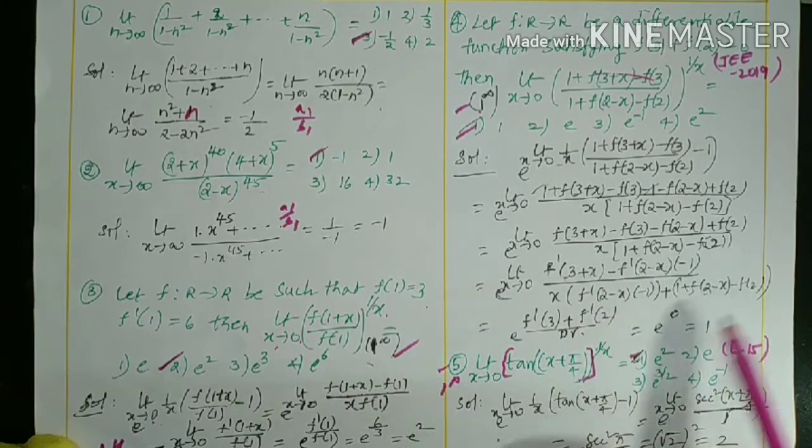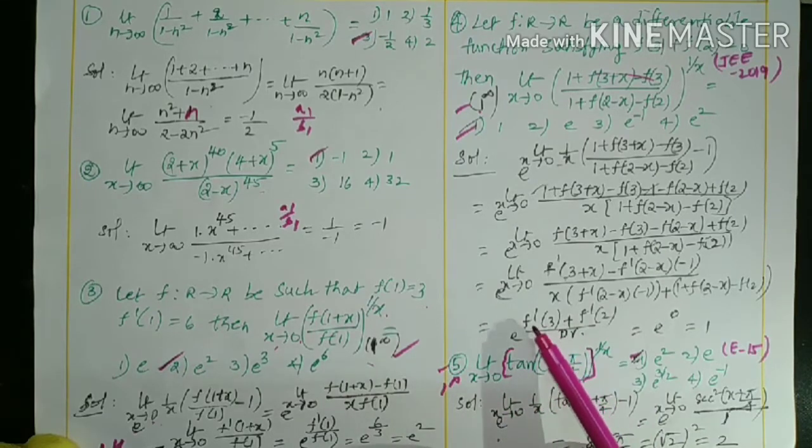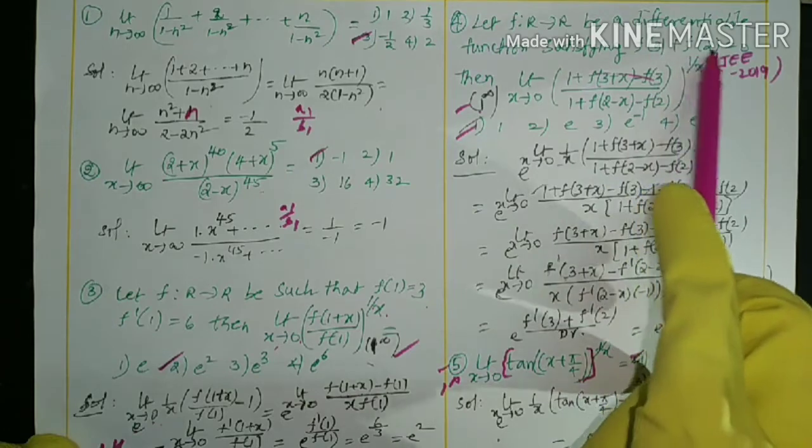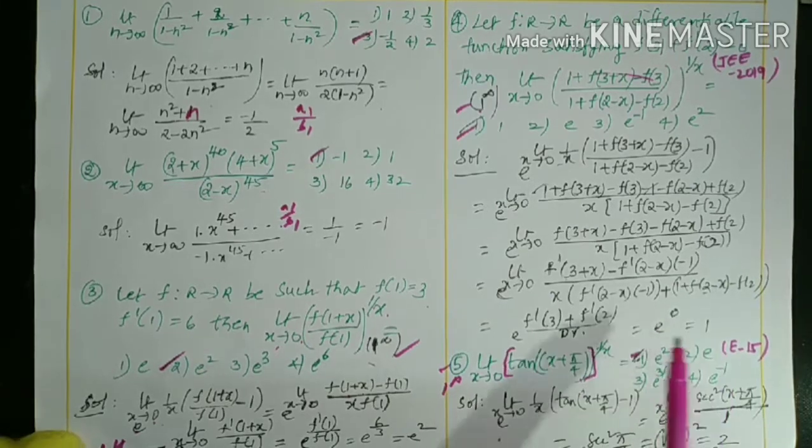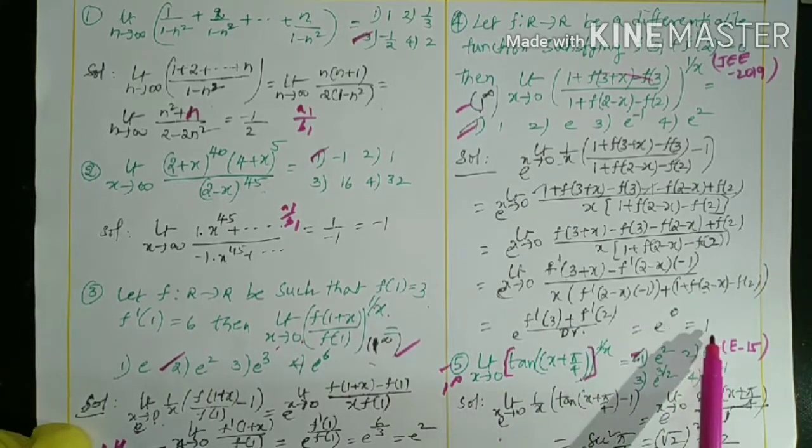The denominator we can write as it is. But what is the given result? f dash 3 plus f dash 2 in the question is 0. So the numerator is 0, and 0 by some denominator is 0. That becomes e power 0. E power 0 is nothing but 1. That's it.